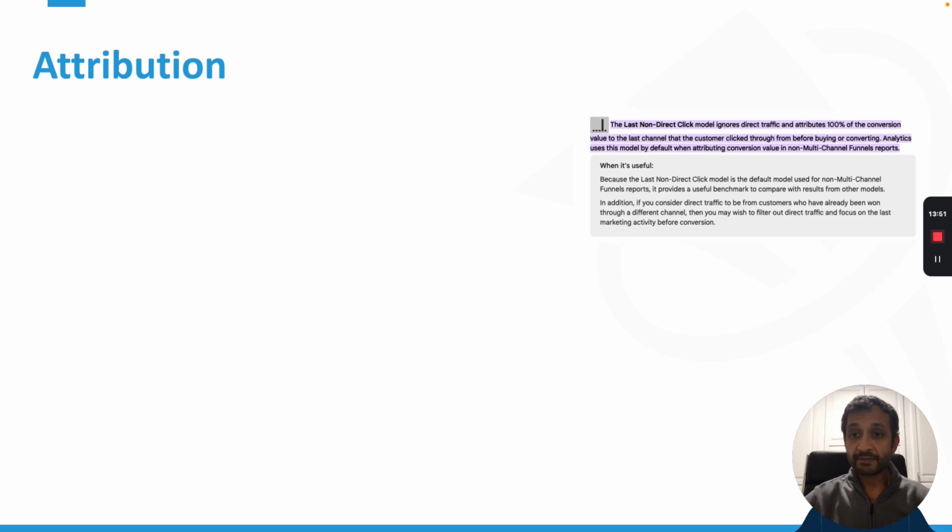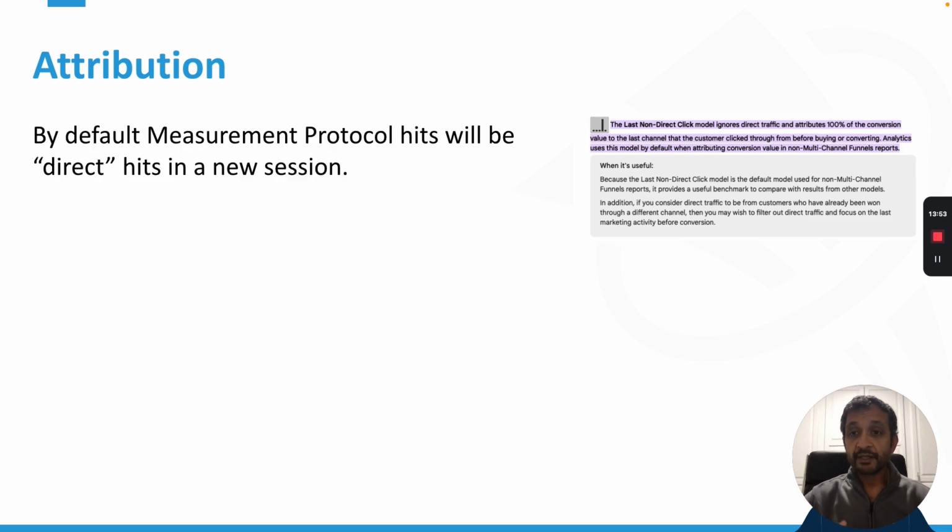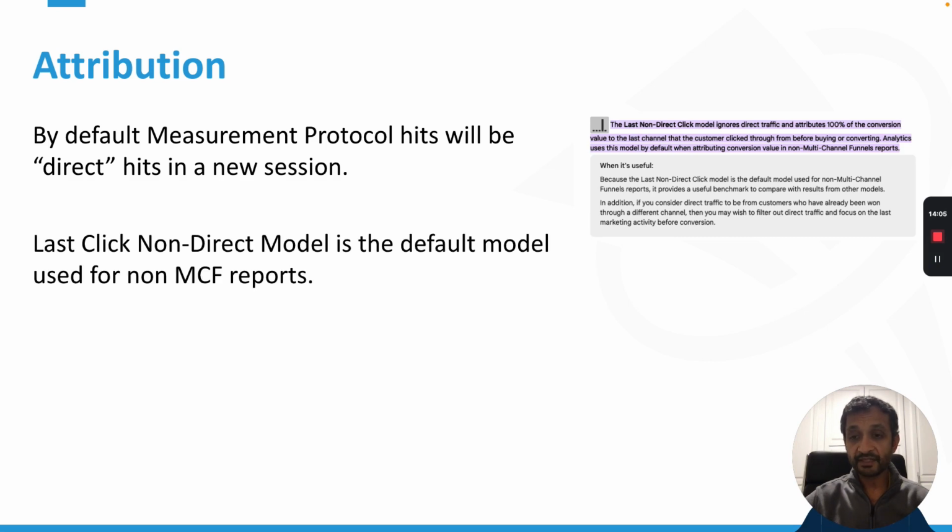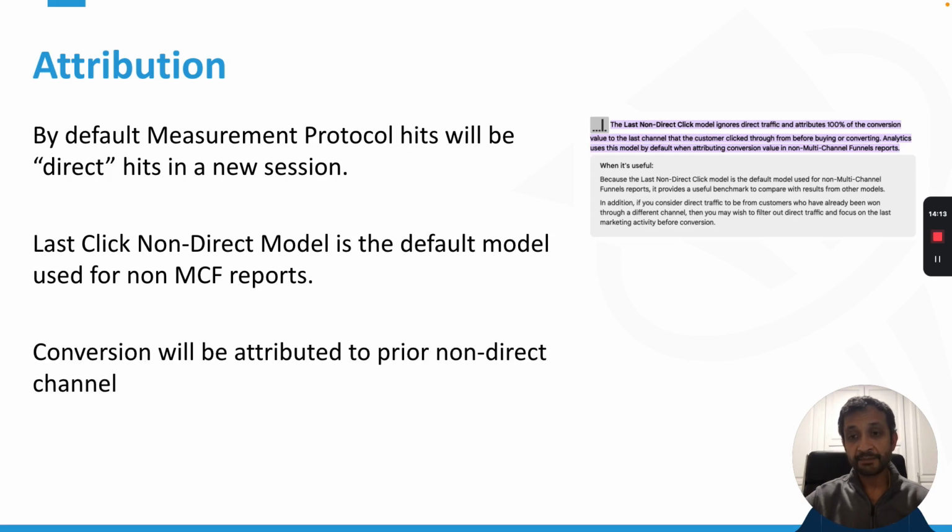I want to spend a little bit of time talking about attribution. By default, the measurement protocol hits that are going to be sent will be attributed to the direct channel in a new session. The default reporting in Google Analytics uses last-click non-direct attribution model for reporting. So practically what that means is that when that conversion comes over offline from the measurement protocol, it's going to be a new session, but the conversion will actually be attributed to the prior non-direct channel.